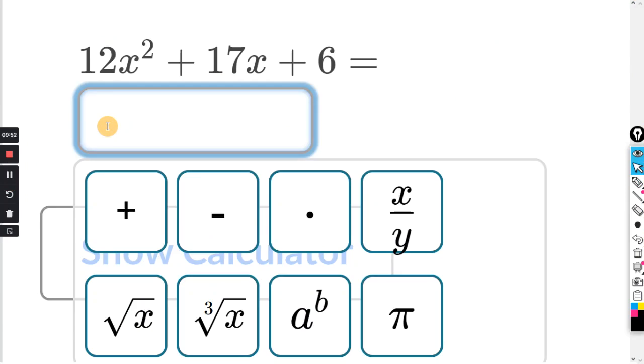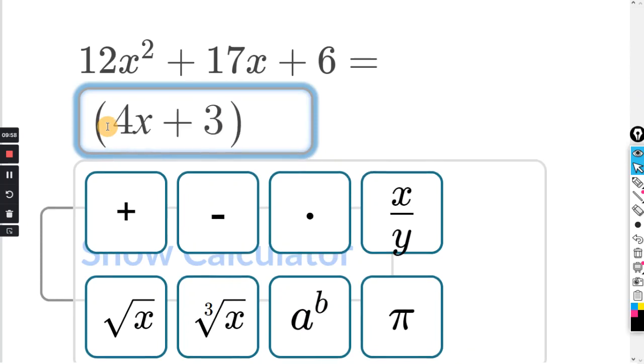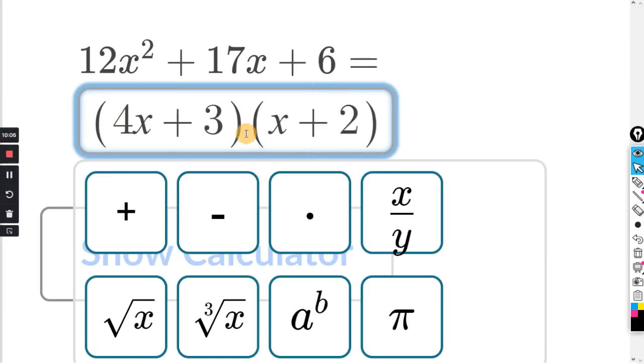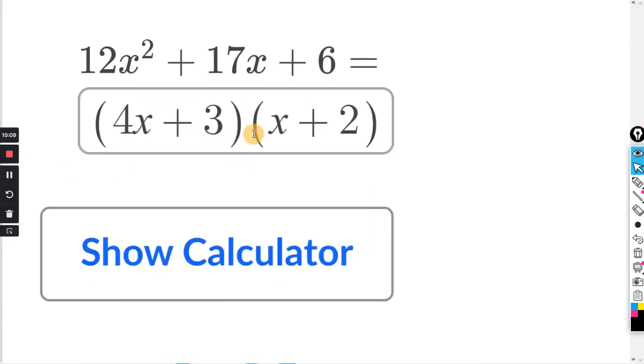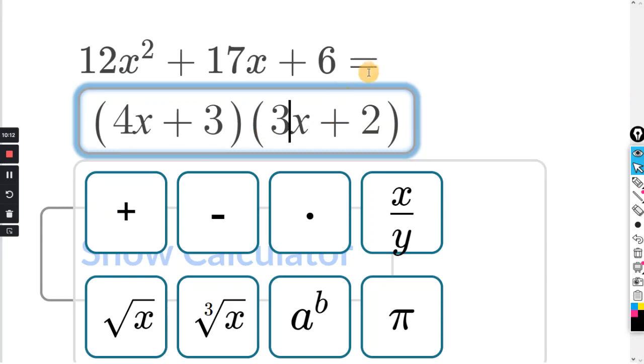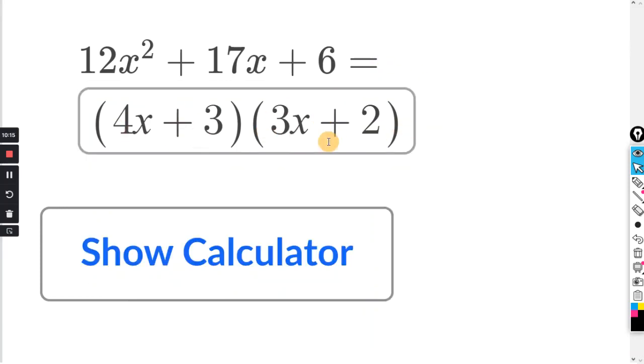So inside the box, type parentheses, 4x plus 3, hit the right arrow key, type parentheses, 3x plus 2. So that right there is your final answer. And if you really want to check your answer before you finalize it, you can use FOIL or the distributive property on this right here, and you should get the original quadratic function.